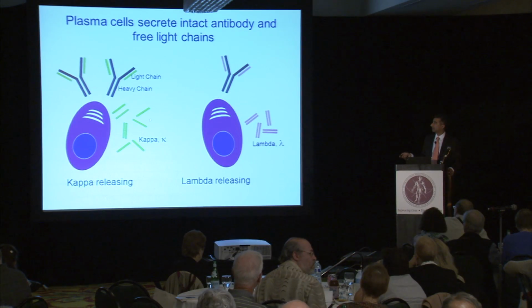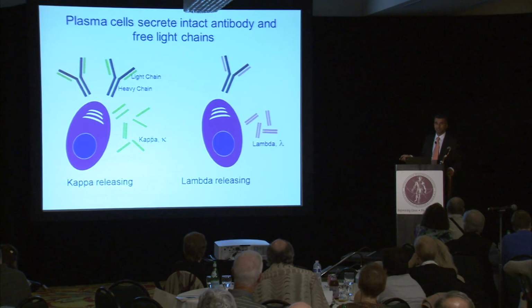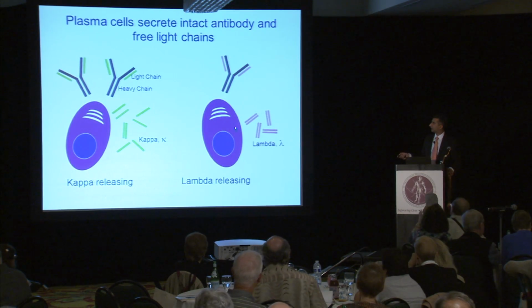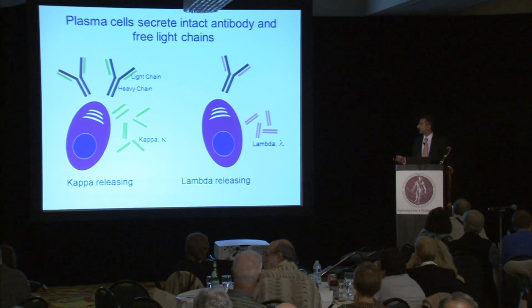Now, in addition to secreting the full molecule, they actually release little byproducts, just the light chains alone. These are called free light chains because they're not bound to the heavy chains, so they're unbound light chains. The plasma cell can release either a kappa light chain or a lambda light chain. So there are 2 different types of light chains that can be released, but each cell is only going to secrete one type. And remember, we've got millions of these in our body that are ready to fight off each different type of infection, because there are so many different types of infection.